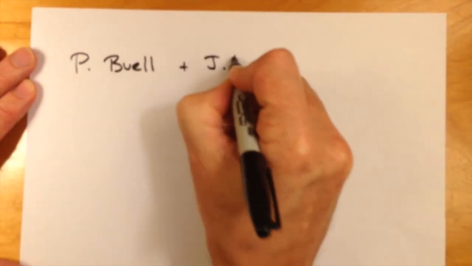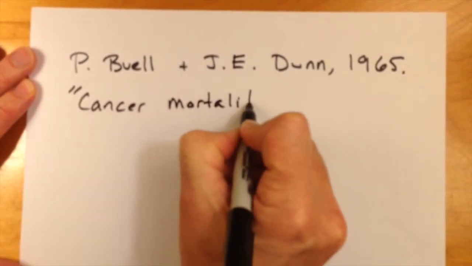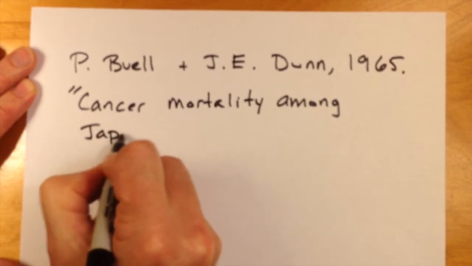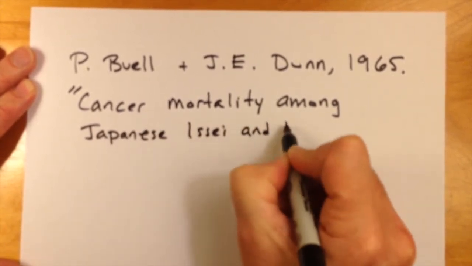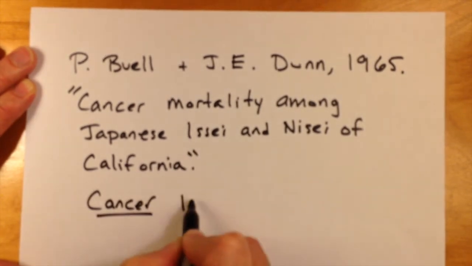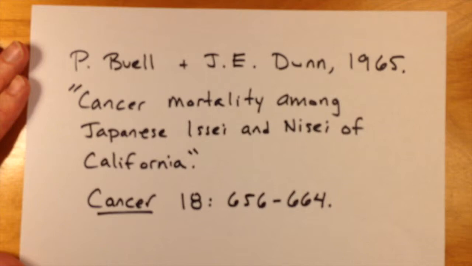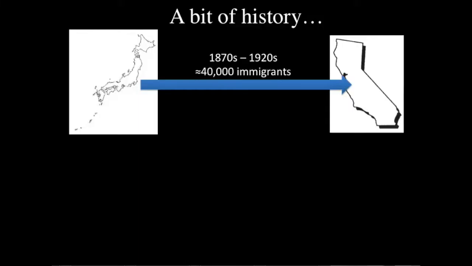Now, there are many different studies of epidemiology out there. We're going to focus on one that I think is really seminal. It was an article published by Buell and Dunn in 1965 that focused on cancer rates among Japanese immigrants to California in the early part of the 20th century. So what Buell and Dunn had a chance to do was take a look at some data from a really interesting historical source.